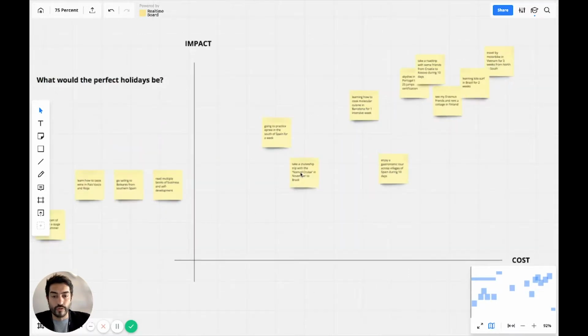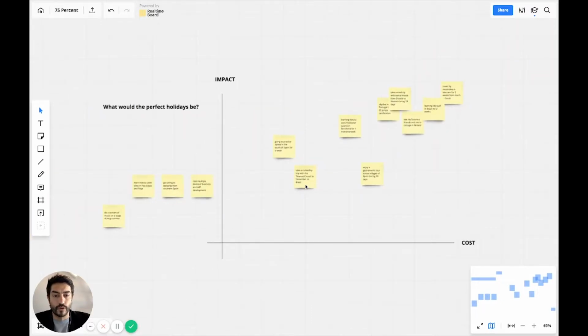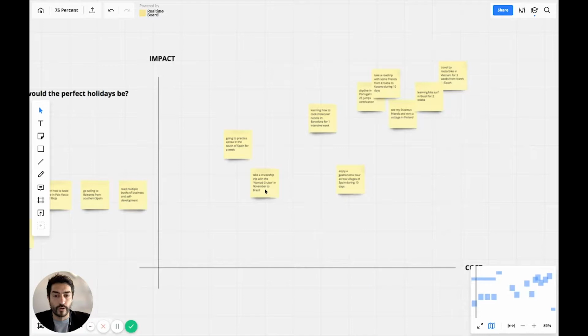Take a cruise ship trip with the Nomad Cruise in November to Brazil. So Nomad Cruise is a conference for digital nomads. They travel the world. And in this case, the trip is all organized. The cost is moderate to high in terms of money, but the time I invest is quite low. So that's very good. The impact is quite high. So let's put it here.